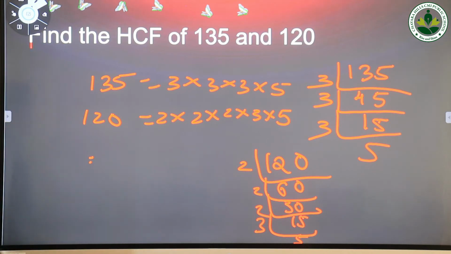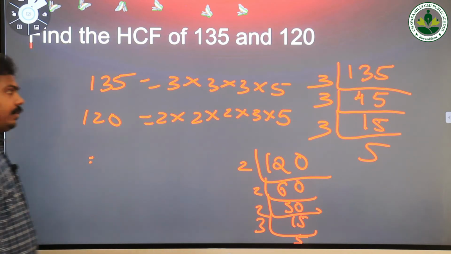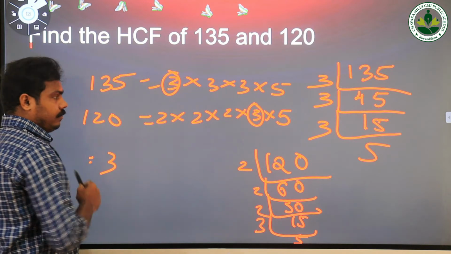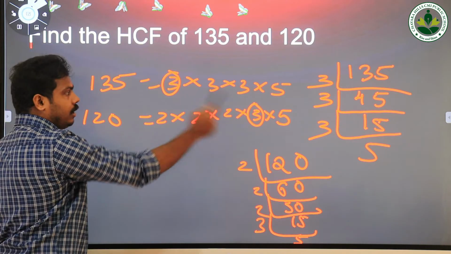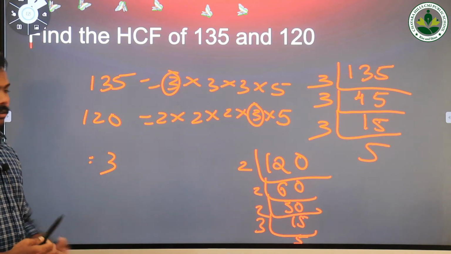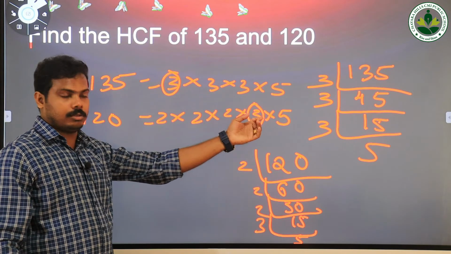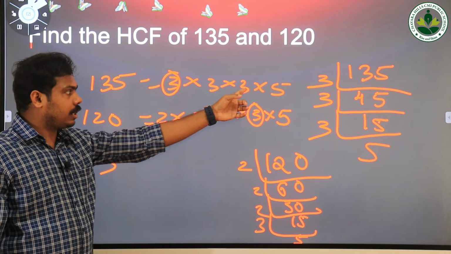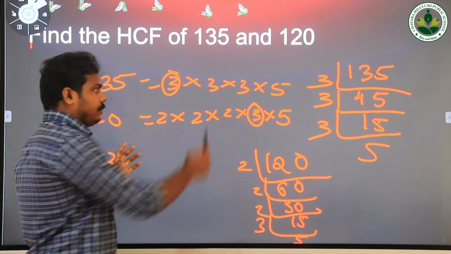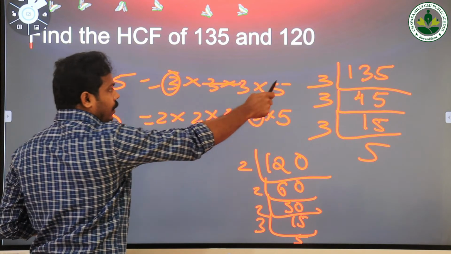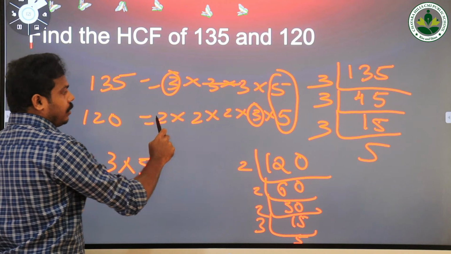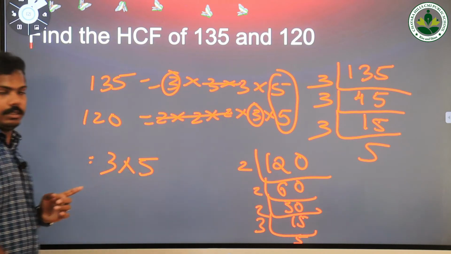Then we need to take the common factors. Here we can see one 3 is here and one 3 is here. So write 3. If it is in the first number and the second number, then take it. Here we can see 3 and here is also 3. Then two more 3s are remaining, but there are no other 3s, so we don't take those. Next one is 5. Yes, 5 is here and 5 is here, so take one 5. 2 is here, but in the first number 2 is not there.